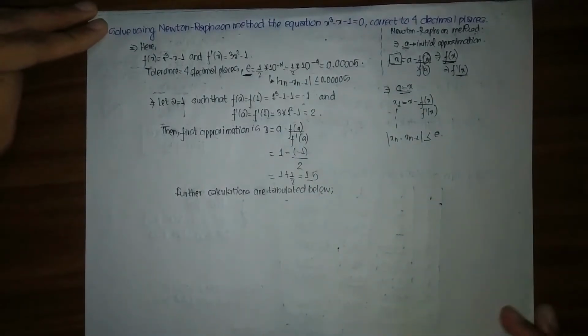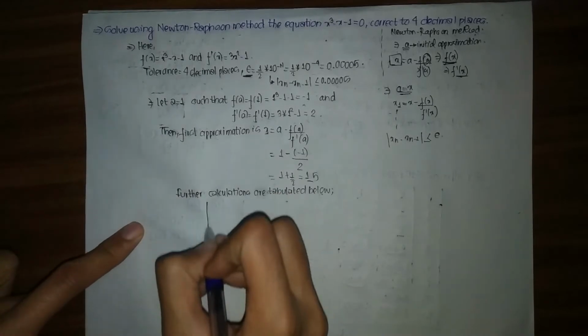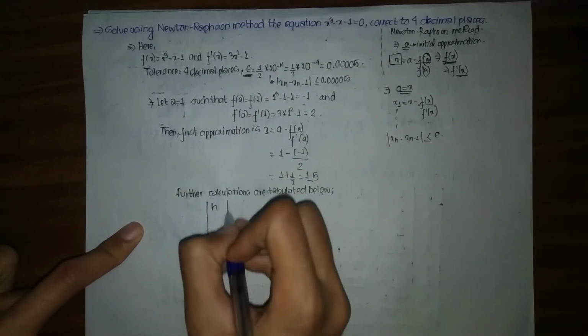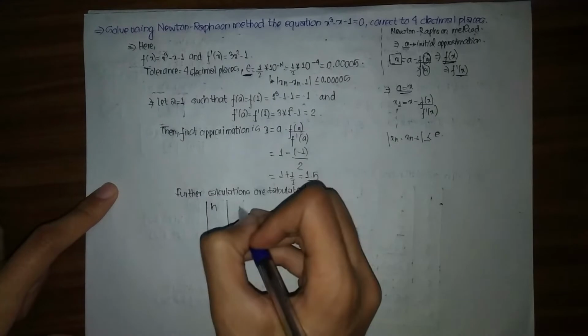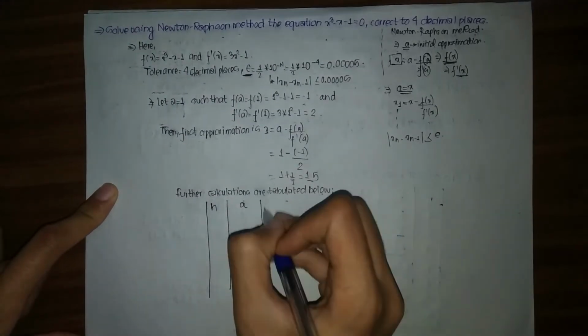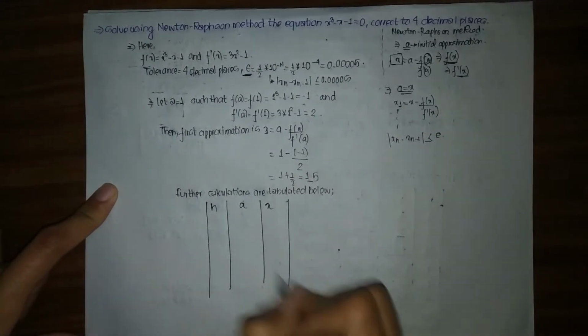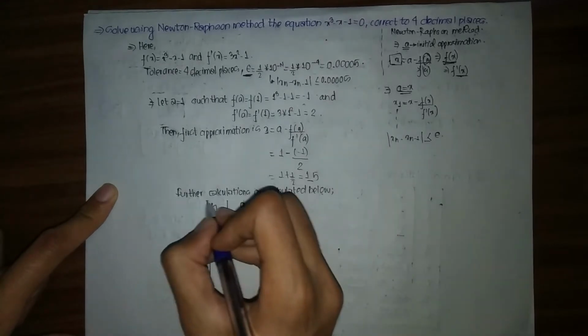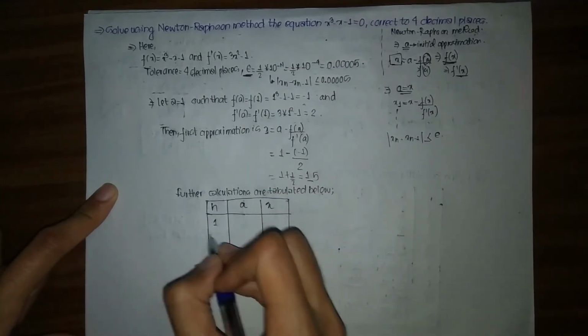What we need to do next is create some columns. Our first column is n, our second column is going to be for a, and our third column is going to be for x. So we'll be requiring these three columns. We won't require any column for f(x). So now I have 1.